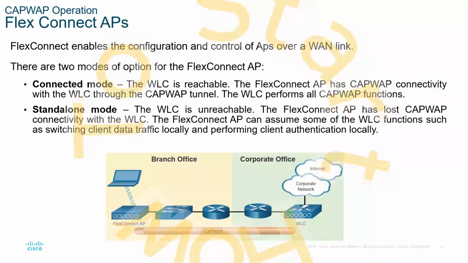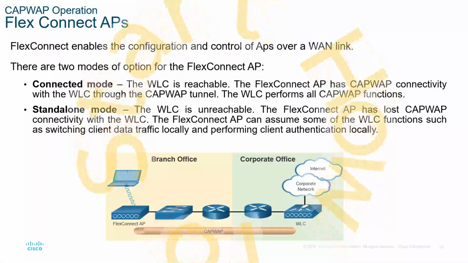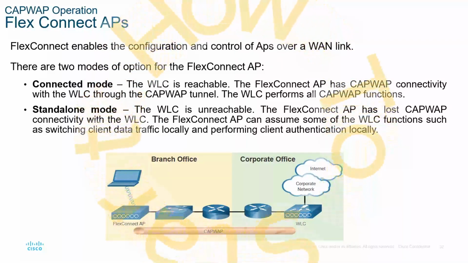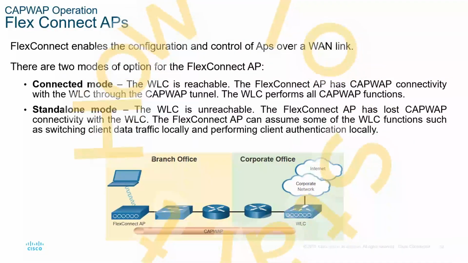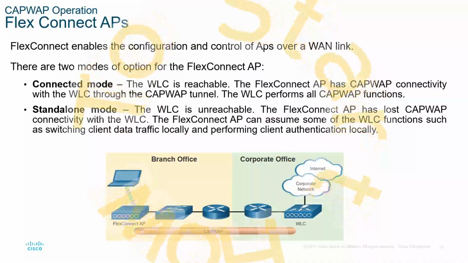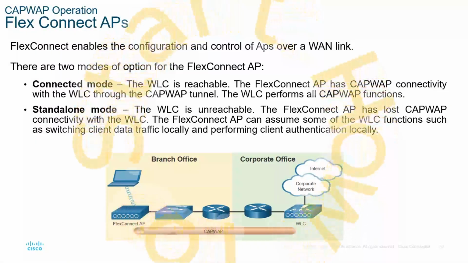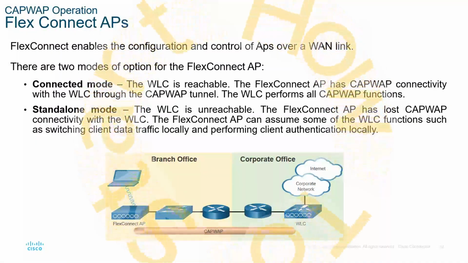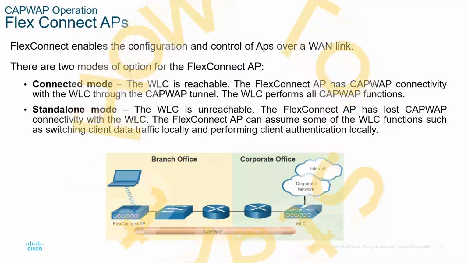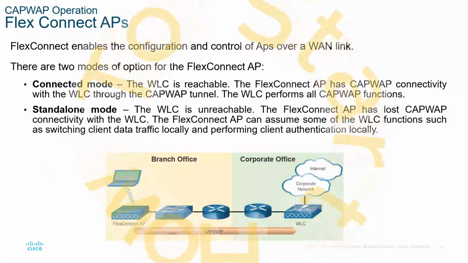Basically, the FlexConnect access point will use the CAPWAP connectivity with the wireless LAN controller to form the tunnel and perform the function. With the standalone mode, the FlexConnect AP has lost the CAPWAP connection, so there is no connection there. The access point can assume some of the wireless LAN controller functions, such as switching client data traffic locally and performing authentication locally based on the data that's on the access point.